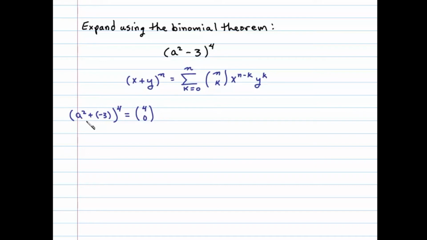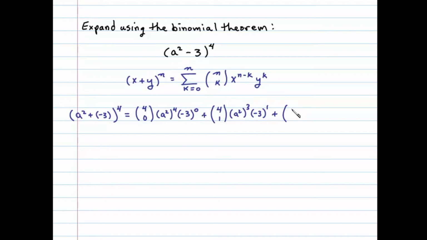the fourth power, in this case, a squared to the fourth power, times y to the 0 power, in this case, negative 3 to the 0 power. Now the second term will be equal to 4 choose 1, where k is equal to 1, times a squared to the third power times negative 3 to the 1 power, plus.